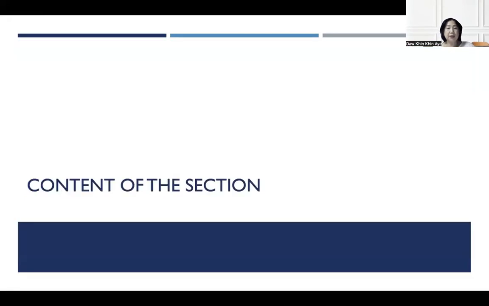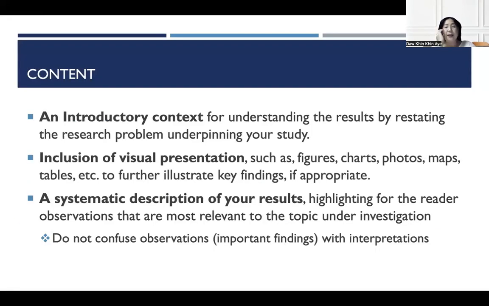Content of the section, okay? Let's look at it. Now, the first thing that you need to include is the introductory context for understanding the result by restating the research problem underpinning your study. Do you still remember? I said when you talk about chapter structure, right? Each and every chapter of your research dissertation or thesis must have a link in the introduction.